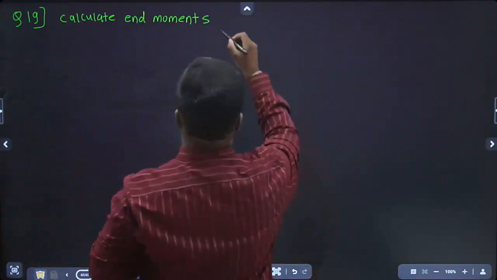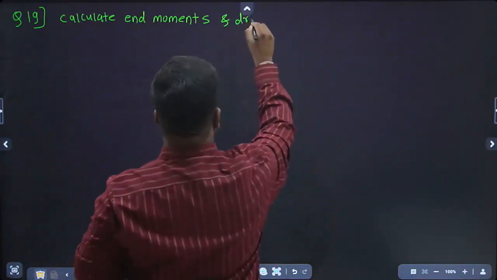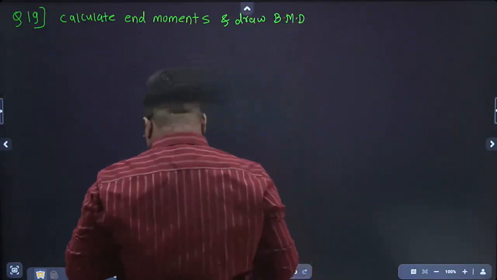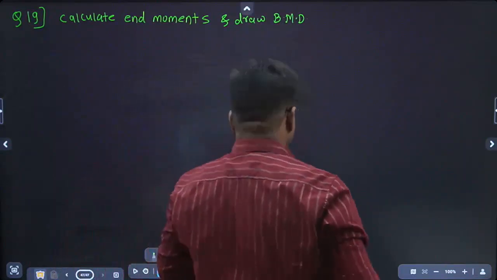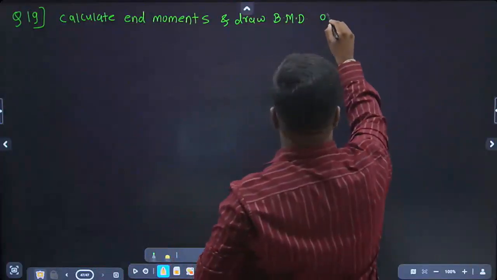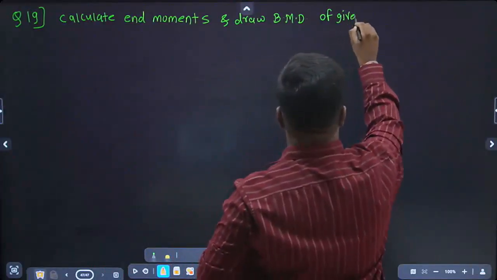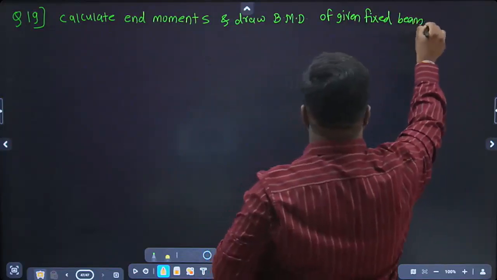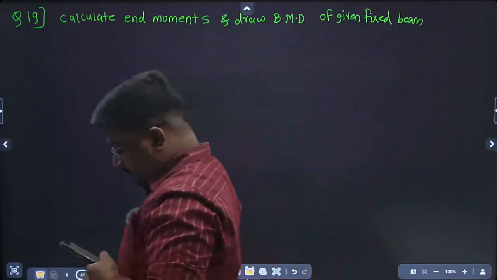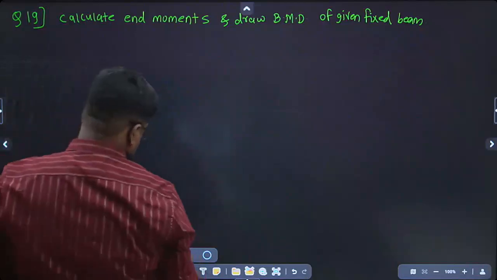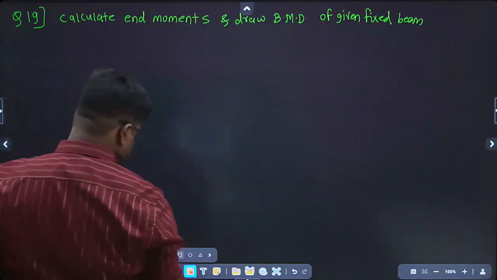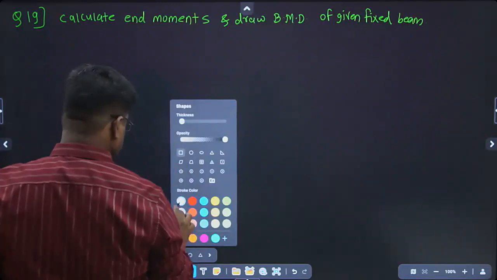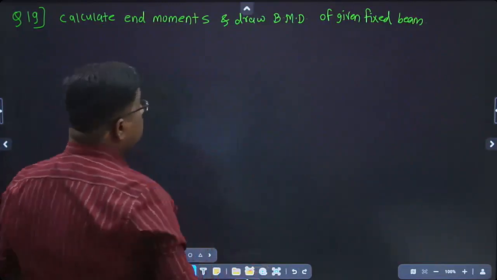Calculate end moments and draw BMD of the given fixed beam. Okay, so draw the diagram. Fixed beam is given.